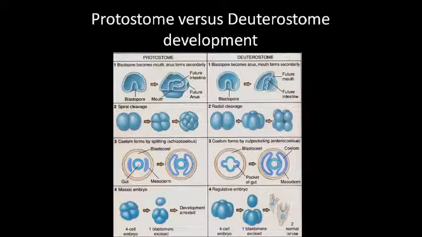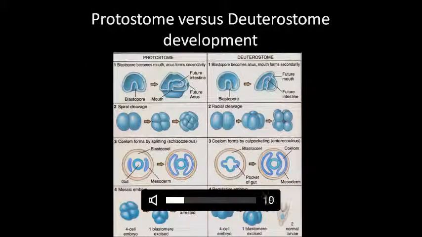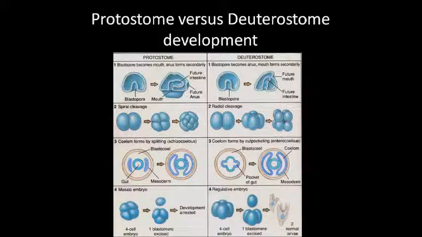Looking at the cross-section, we can see the cavity in the blastula called the blastocoel. And now finally we can see gastrulation, where the opening in the cell will start forming. From this opening, one of 2 things can happen. Animals can either have protostome or deuterostome development.